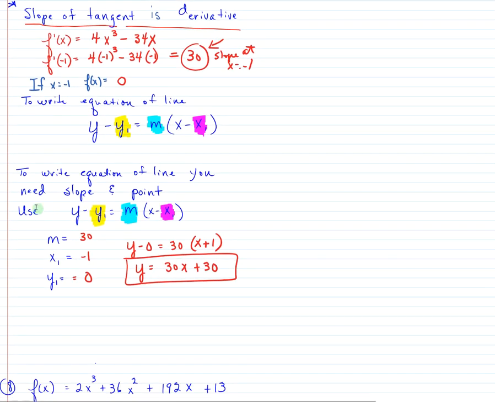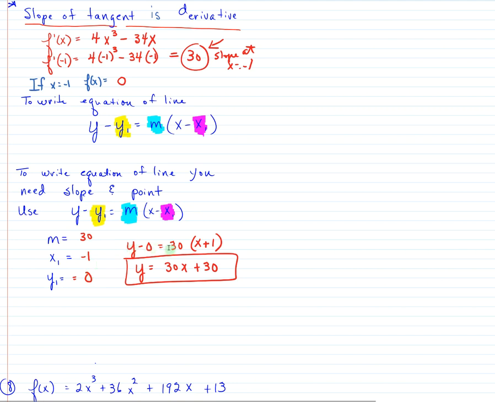All right, so to write the equation of the line, you need slope and a point. Your slope is 30, that's m. Your x part of the point is -1. Your y part of the point is 0. So this is the point slope form of an equation. We're just going to plug these pieces in.